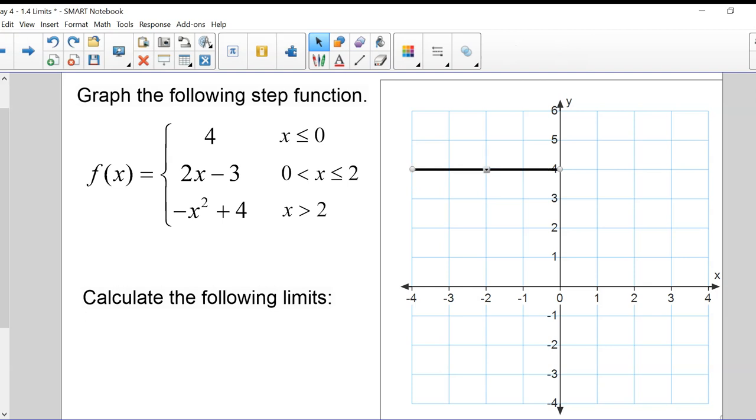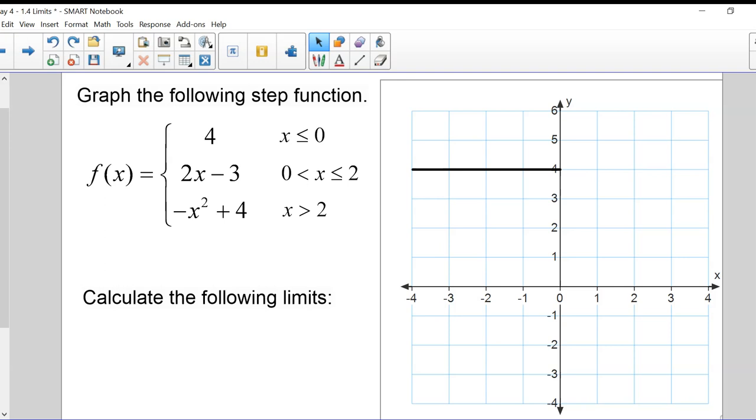Okay, maybe that's a little better. Now notice that I didn't put a circle on that 4 because the function is 4 at 0. If it wasn't, I'd put an open circle on that. So Stephen is right, it's a straight line going from minus infinity until 0.